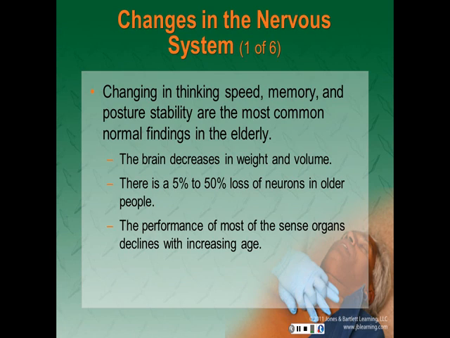In the older population, there is a 5 to 50% loss of neurons. Remember, neurons are responsible for transmission of impulses, so the motor and sensory neural networks slow down with age. This affects the control of the rate and depth of breathing, heart rate, blood pressure, hunger, thirst, and body temperature. The performance of most of the sense organs declines with increasing age as well.